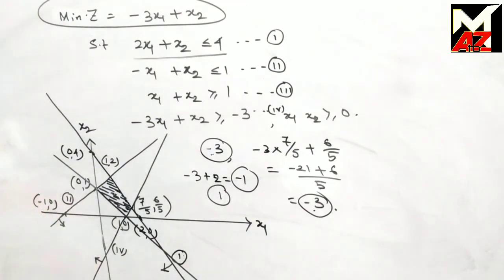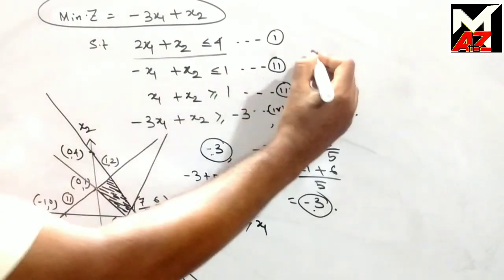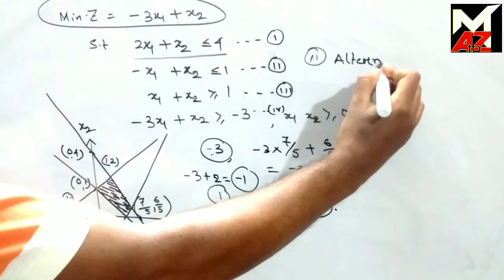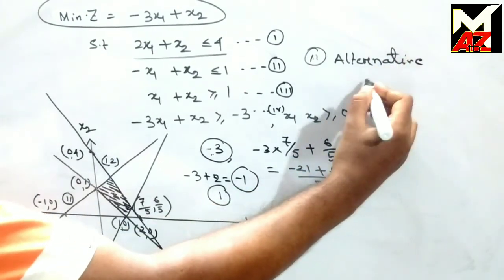And here the option is alternative optimal solution, that is more than one optimal solution. So option 2 is correct, and this is alternative optimal solution.